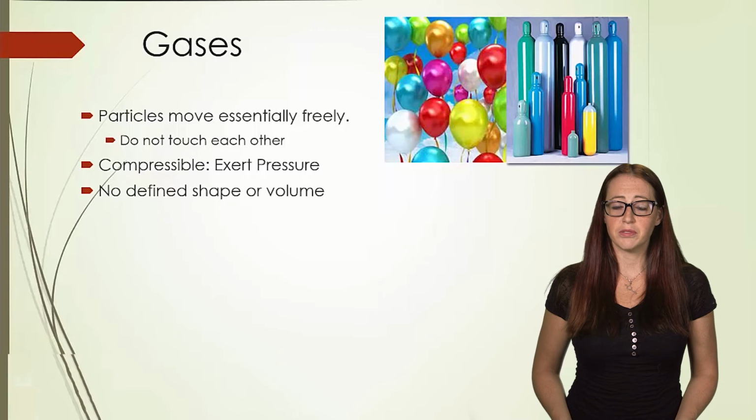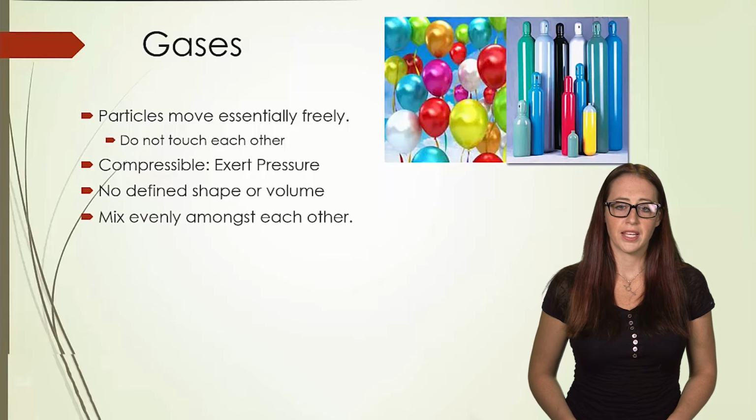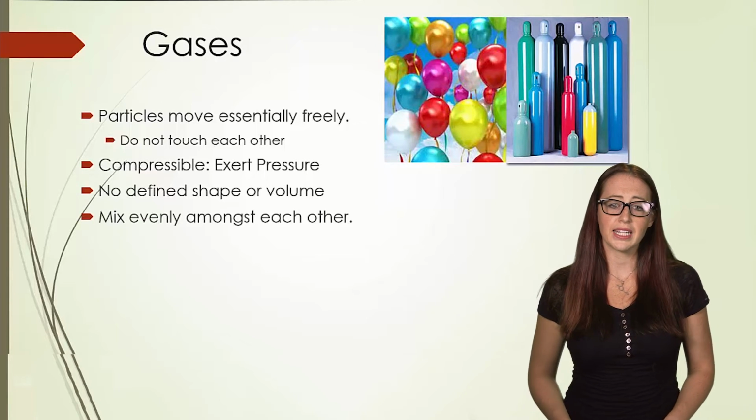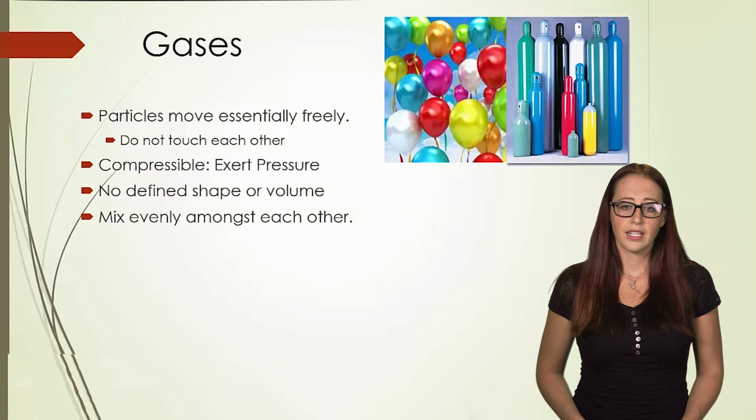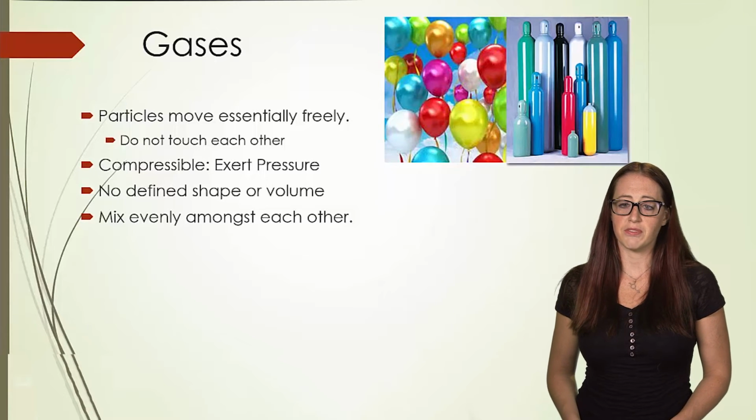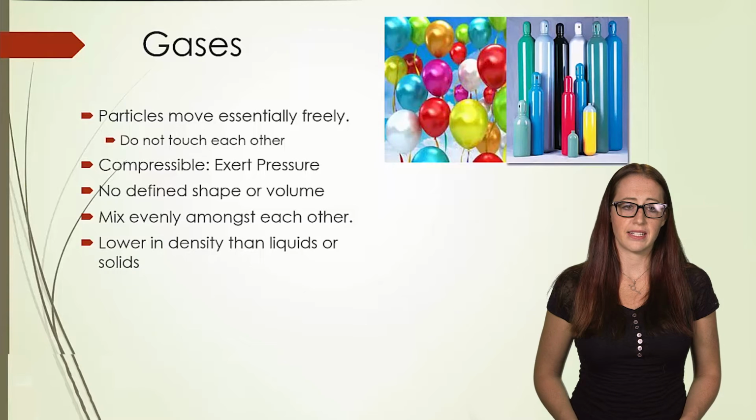The molecules are moving, for the most part, freely. So the space between them is what allows for the compressibility. It also means that there are less atoms for a specific volume, which makes the density lower.